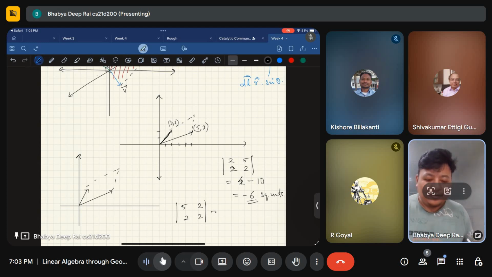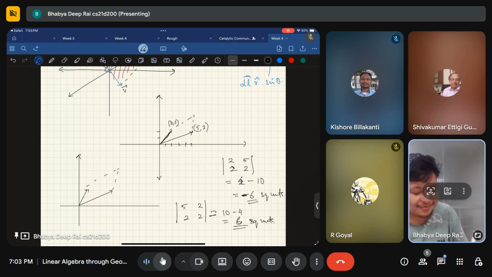So if you do (5, 2) and then do a determinant with this, 5 times 2 is 10 and 2 times 2 is 4. Then you get minus 4, which will give you 6 square units. You get it, right? So why is this happening? That's very strange. Why is there a minus here and there is no minus here? Determinant represents the area of the parallelogram, but it's also doing something extra with this extra sign.